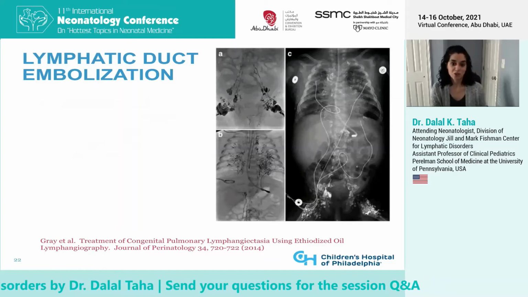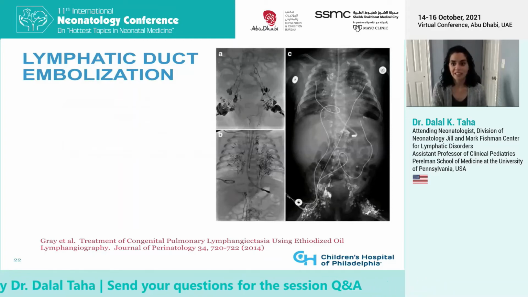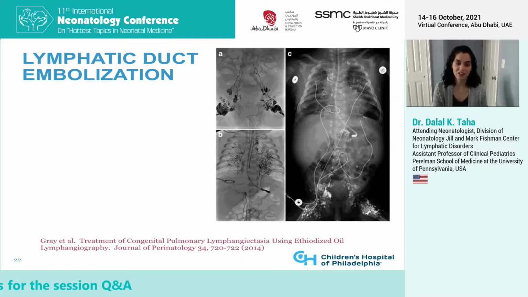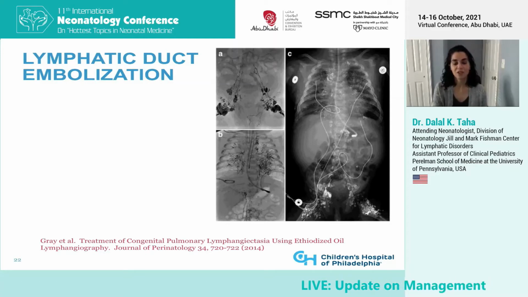This type of treatment also requires inguinal lymph node access for it to be injected. Image A shows the contrast moving up the lymphatics towards the cisterna chyli early during the lymphangiogram. Image B shows the oil migrating into the abnormal pulmonary lymphatic vessels, and image C shows the appearance of the retained oil on X-ray.